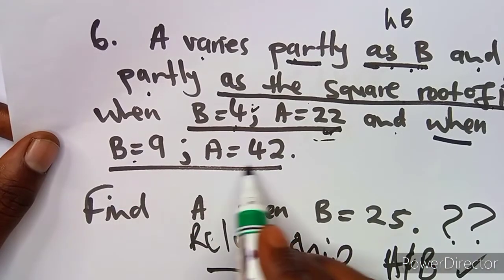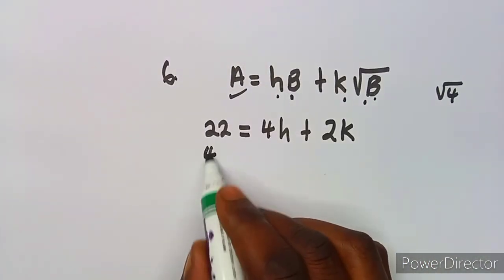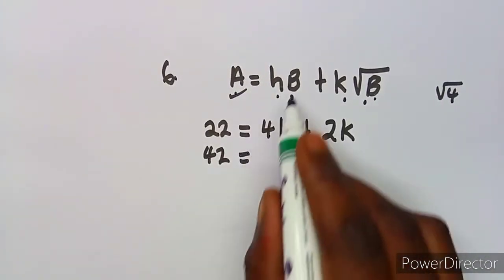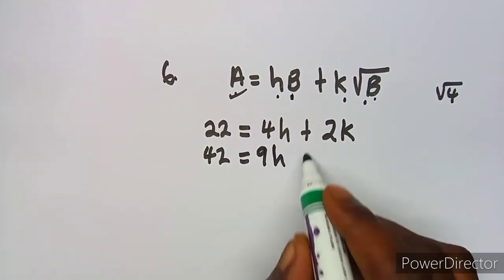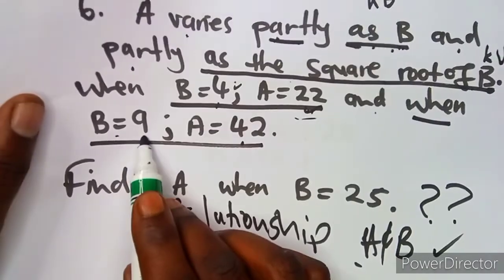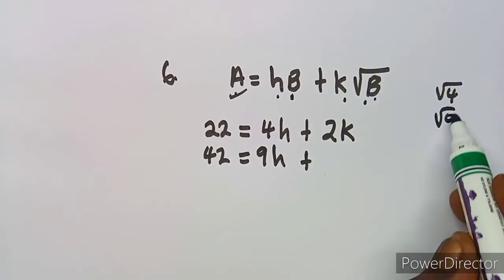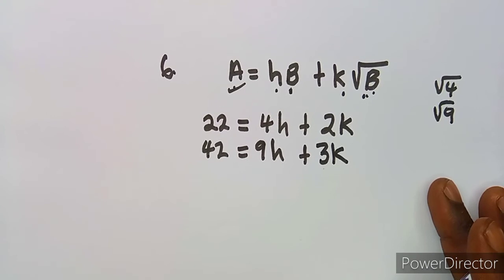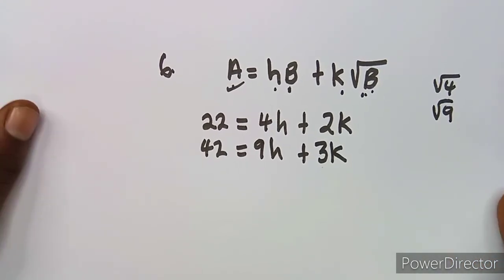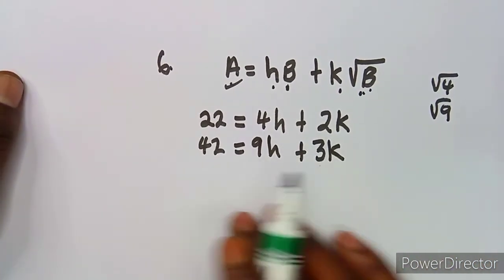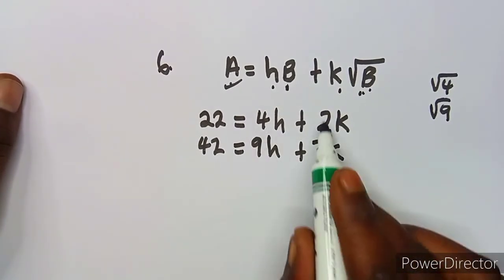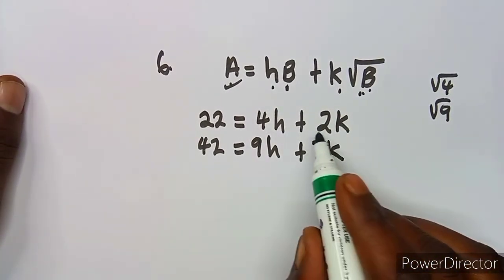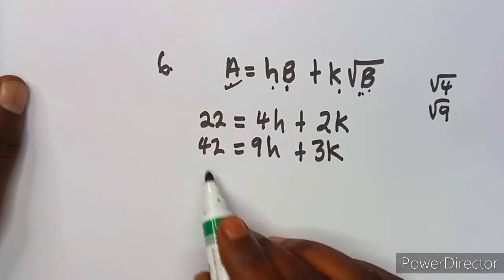We move on. When b is equal to 9, a is 42, so 42 in place of a, b is 9, so it's going to be 9h plus the square root of 9, which is 3k. All right, so that is what you're going to have. So these are the two equations that you want to solve. As you can see, now it's difficult for us to eliminate because these two are not the same. But I can make either k or h to be the same.